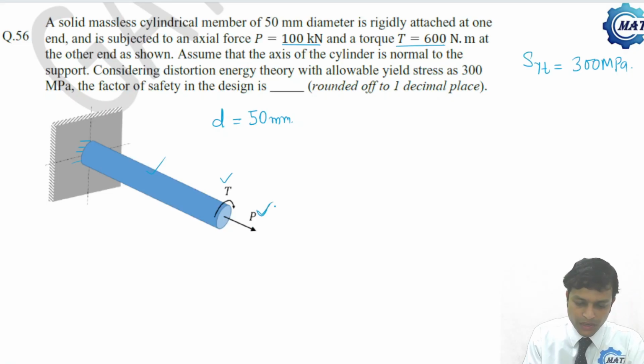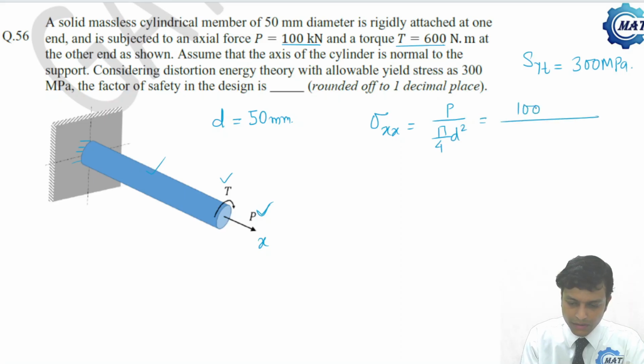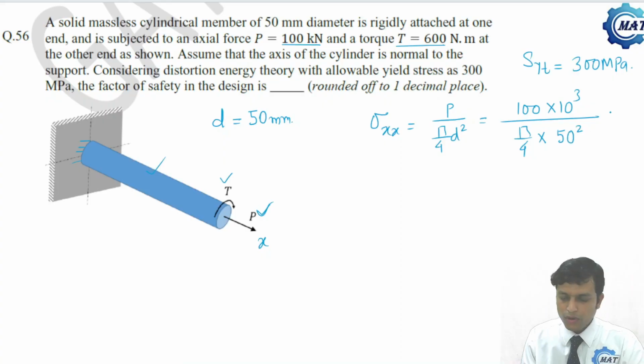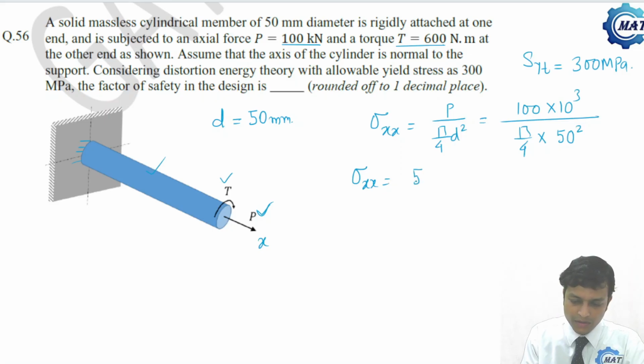So due to P there will be a normal stress. If this is the x direction, sigma xx will be P by pi by 4 d square, that is 100 into 10 to the power 3 divided by pi by 4 into 50 square. Newton per millimeter square is MPa. So sigma xx will be 50.93 MPa. You can calculate it.